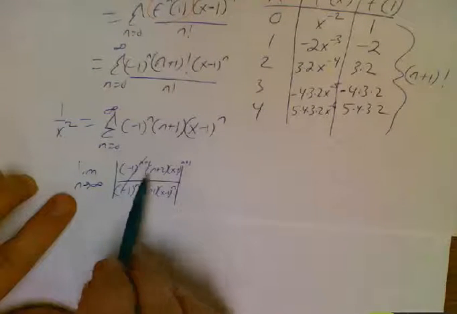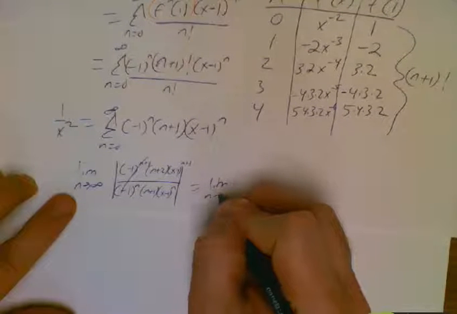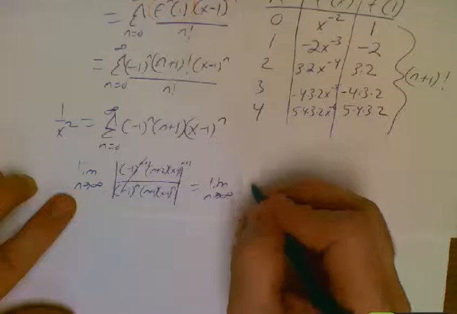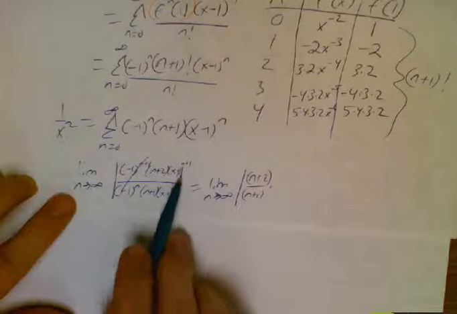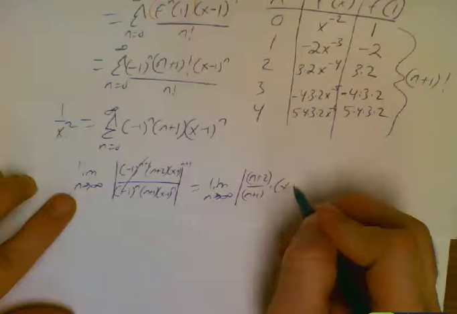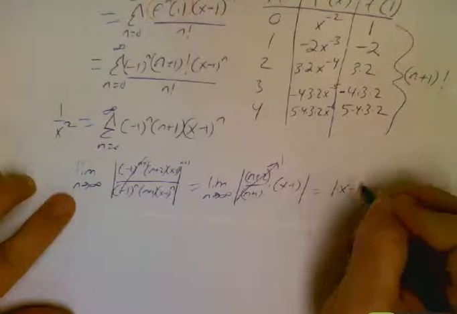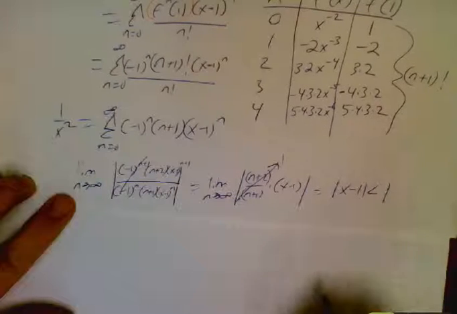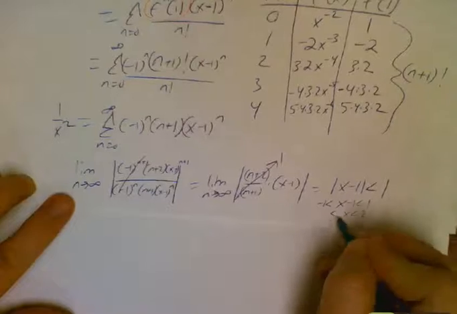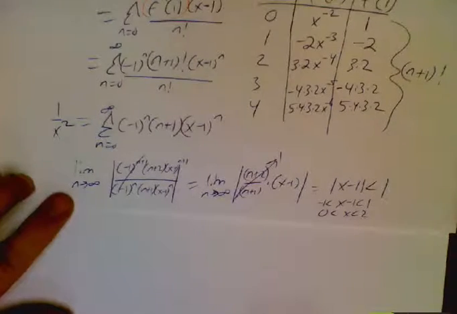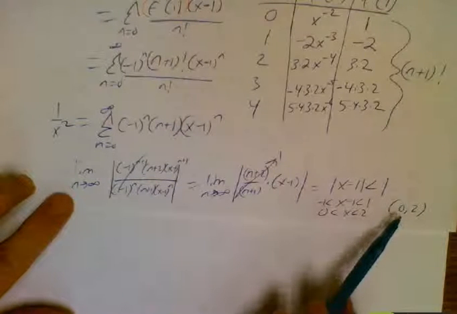The absolute value is going to take care of the negative 1. And what do I actually have left? I've got n plus 2 over n plus 1, and an extra x minus 1 term. Well, as n goes to infinity, that goes to 1. So this becomes absolute value x minus 1, which I need to be less than 1, which means x minus 1 is between negative 1 and 1, which means x is between 0 and 2.